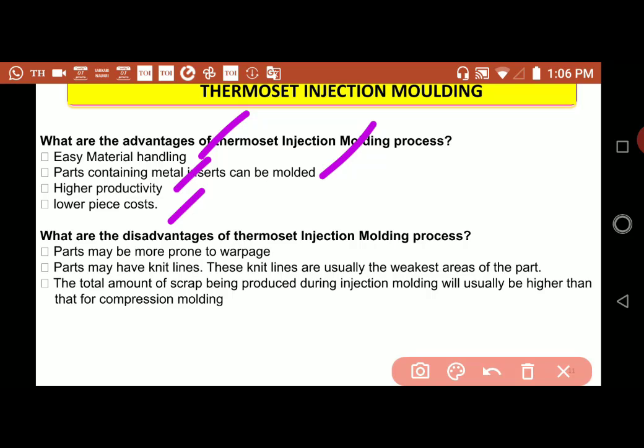So what are the disadvantages of this thermoset injection molding process? The parts may be prone to warpage, and the part may have a knit line. This is the main disadvantage. These knit lines are usually the weakest area of the part. In compression molding, this knit line may not form, but in injection molding, the possibility of knit lines will be higher, and the total amount of scrap produced during injection molding will usually be higher than for compression molding.